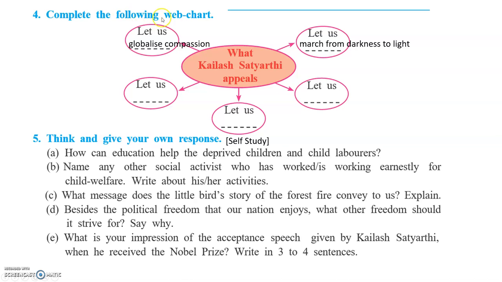Then the next, complete the following web chart. Now you have a web chart here, which is very common in your language paper. Very important is to understand the question that is given. What is there?